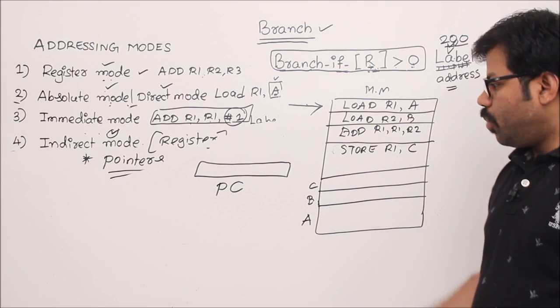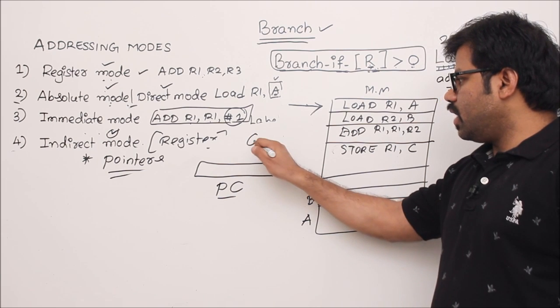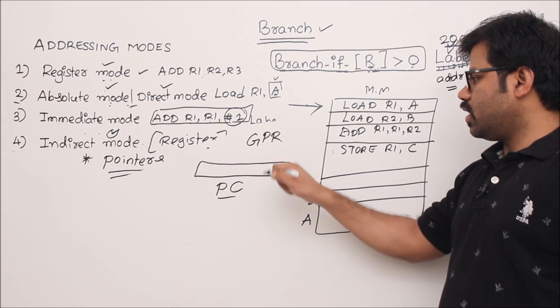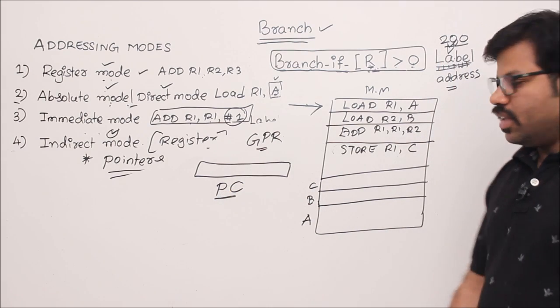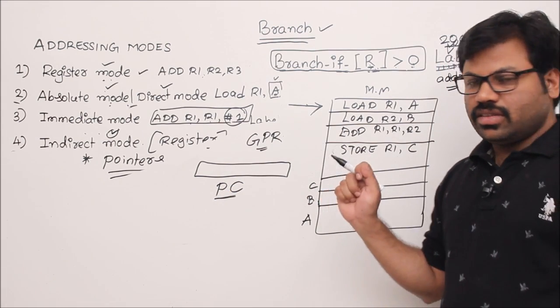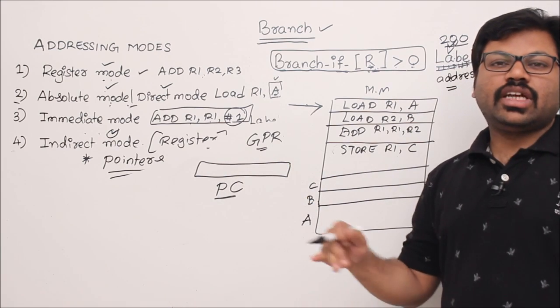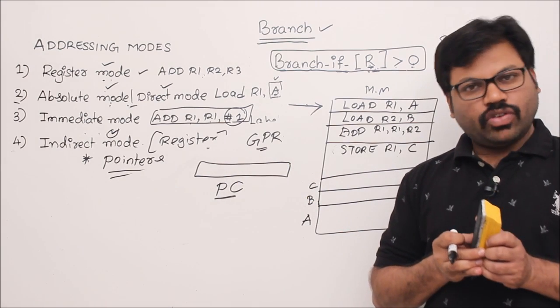Sir, what is that, sir? Program counter is a general purpose register. There are 32 registers, and one among them is designated as program counter. That program counter always contains one address, which is nothing but the starting address of your instructions.